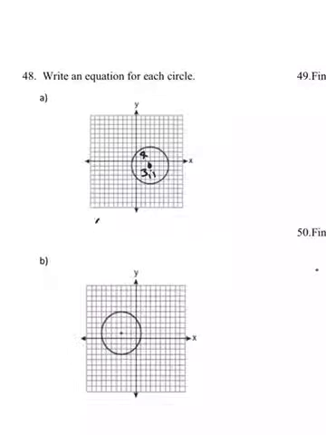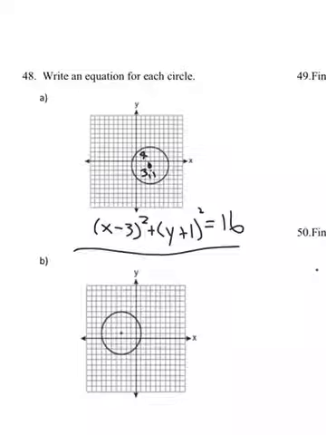So x minus 3 squared plus y plus 1 squared. The -1 is going to make that -1 become +1. And then with the radius of 4, square that to 16.